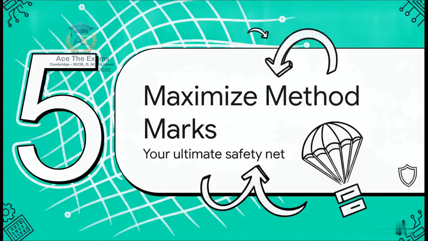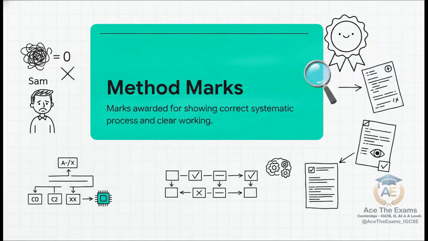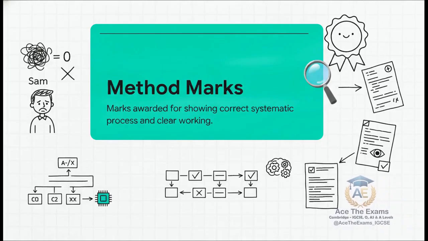Finally, we have arrived at Section 5, maximizing your method marks. Let's cover the absolute ultimate safety net for your Cambridge exam. As this definition clearly shows, you can literally save your grade by writing down your working, because Cambridge examiners actively want to reward you for a correct, systematic process. If you rush to the end like Sam does, and you make one tiny logic error in the very first step, your final answer is going to be completely wrong. Without any workings shown, that is a hard 0 marks.